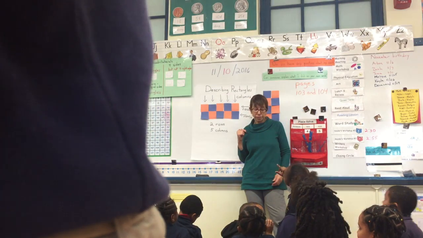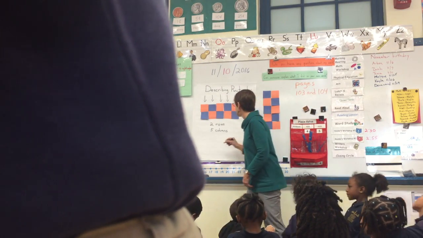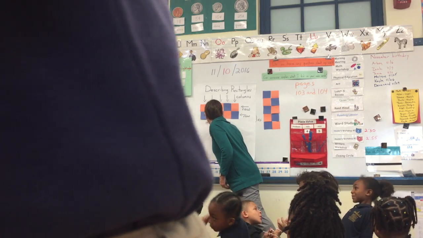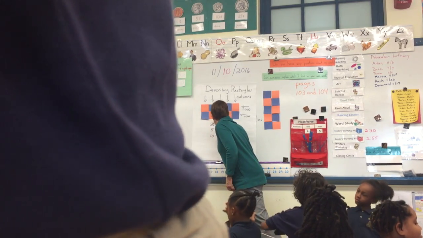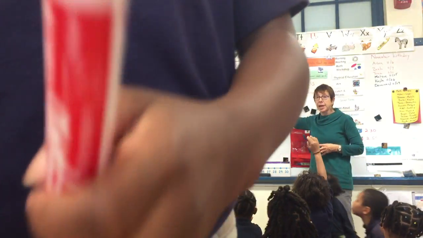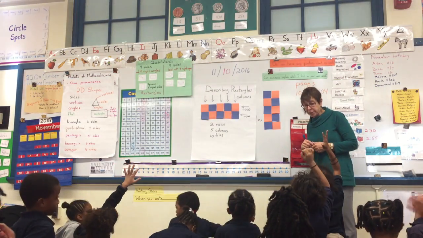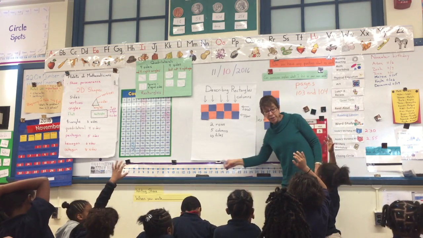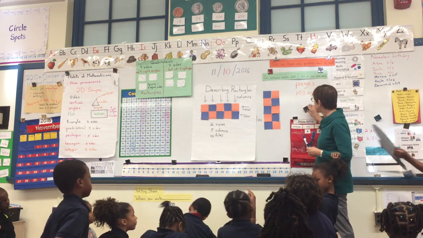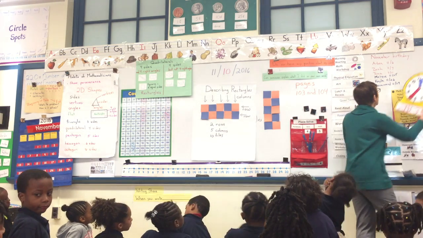How many tiles? We could also say how many tiles there are all together. How many tiles are there all together, Nayari? 10 tiles. Now I have a question for you. How would you describe this rectangle? This one. Xavion, what's one thing you could say? Thank you, Leora.